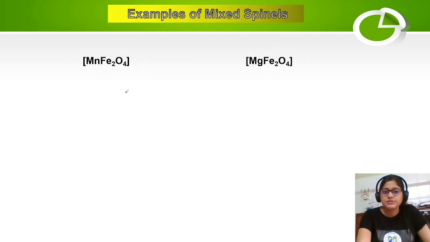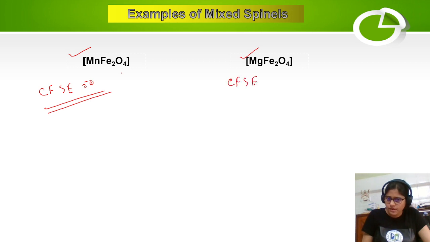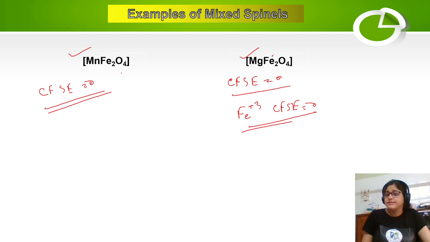Now the examples of mixed spinel, here also some examples are given. So MnFe2O4 we have seen. I have also calculated both CFSs are 0. Okay. Now MgFe2O4, obviously for non-transition metal CFS is 0, right? And Fe3+ has CFS 0. So both criteria, okay, and the sizes are comparable. So both criteria are actually fulfilled, and these will show the mixed spinel. Okay, so these two examples you try to remember.